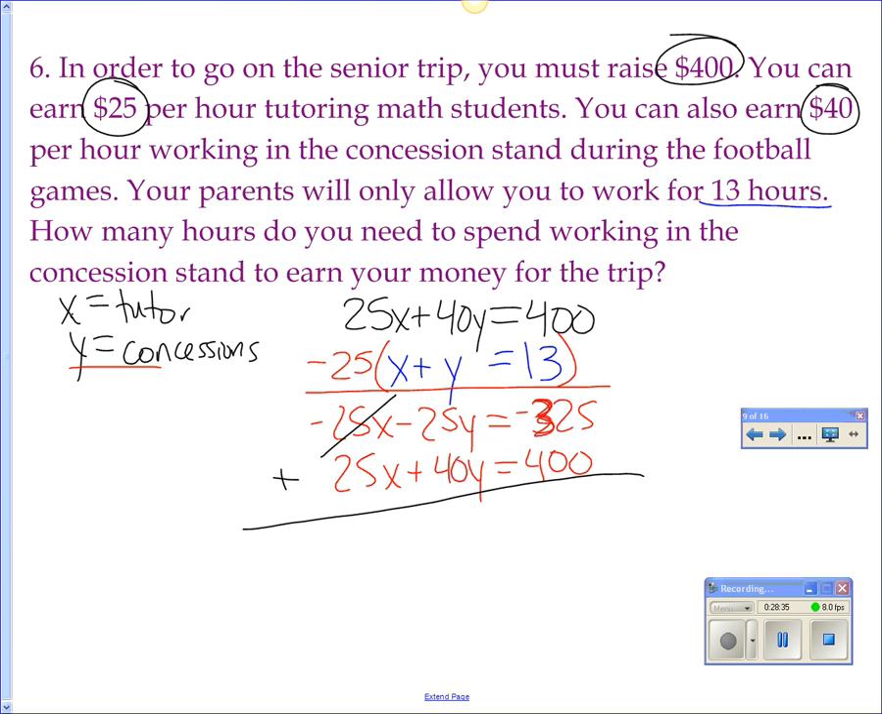All right, my x's cancel. Can anybody do that? Negative 25 and positive 40? Good. Positive 15. What about negative 325 and 400? Very good. Positive 75.